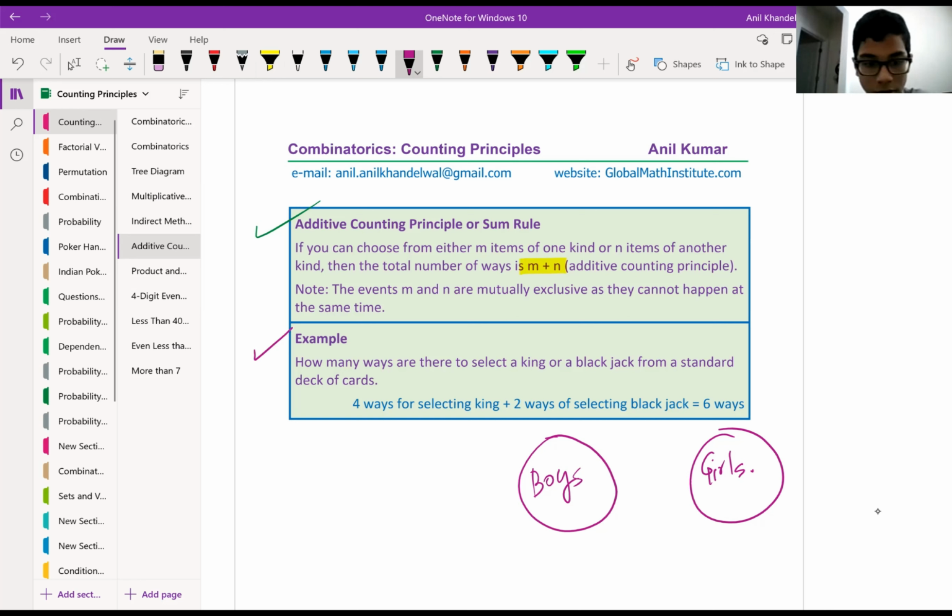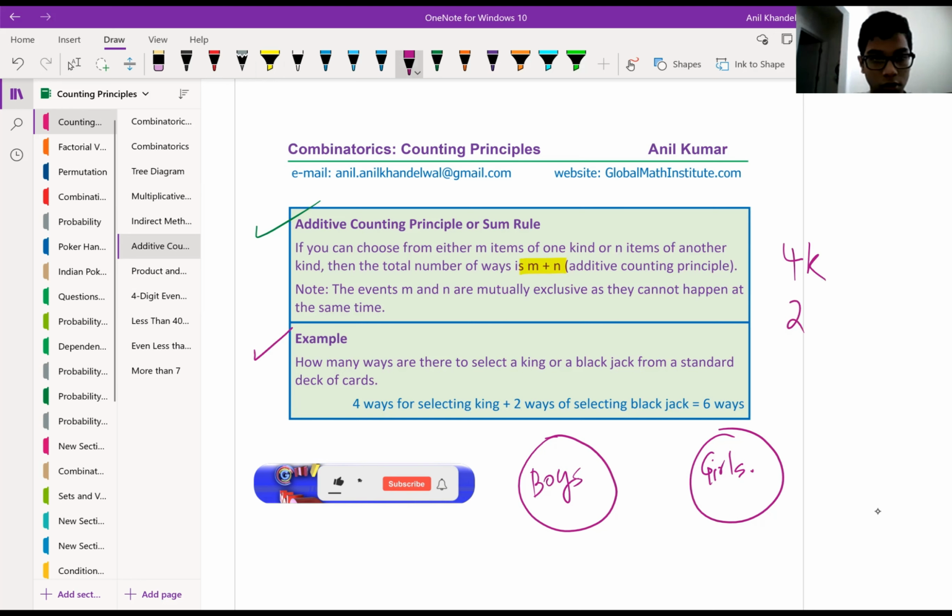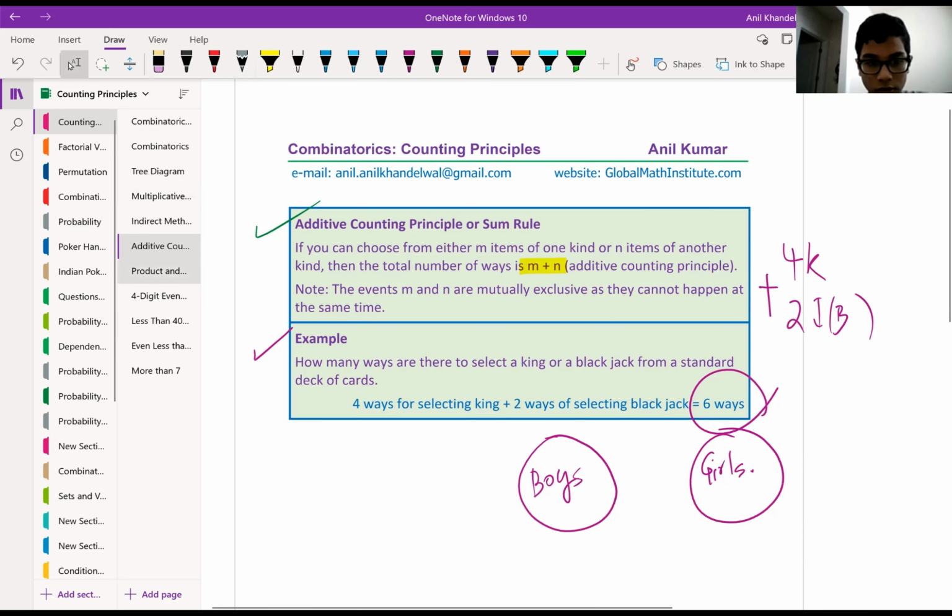Okay, here is an example for you. How many ways are there to select a king or a blackjack from a standard deck of cards? Can you answer this question? Isn't it just 6? There are 4 kings and 2 blackjacks, right? So that is how we can figure it out. You just added them together, correct? So this is what the addition rule is.